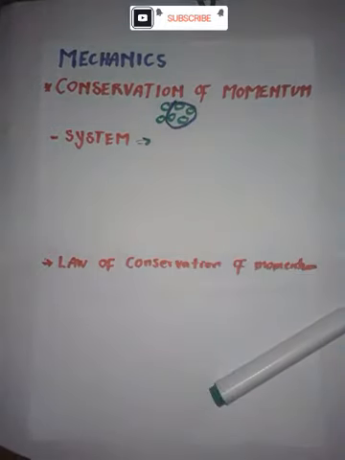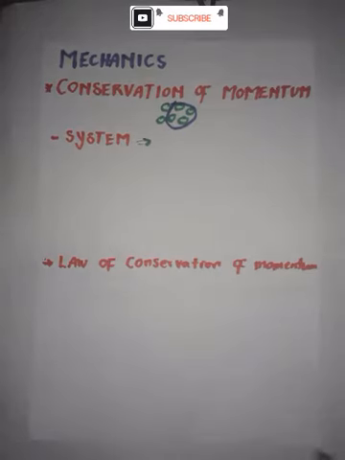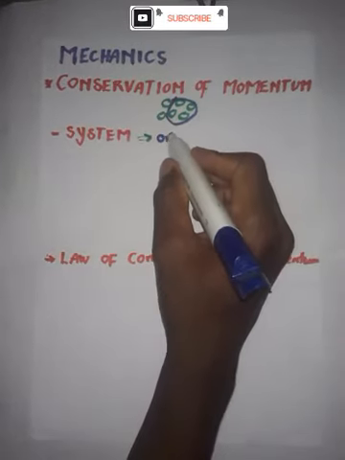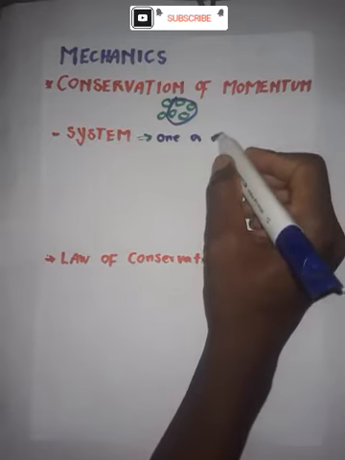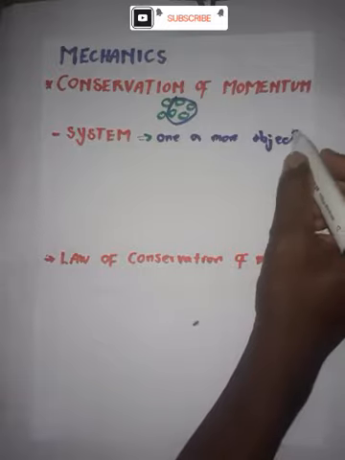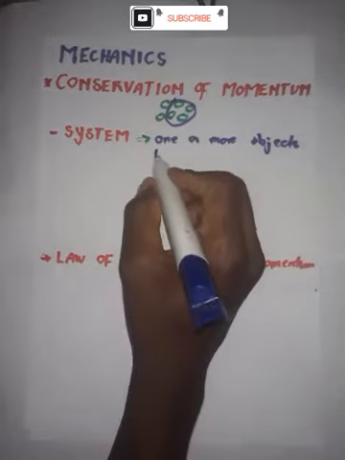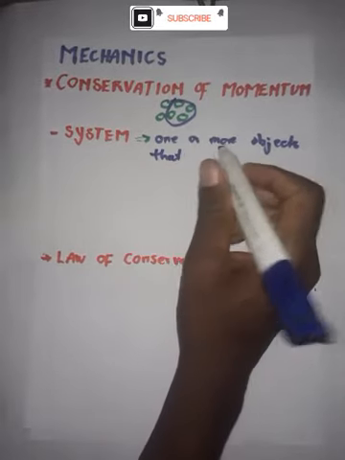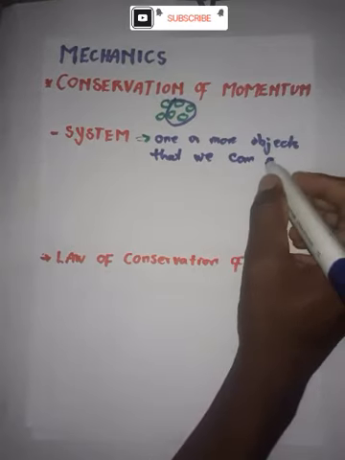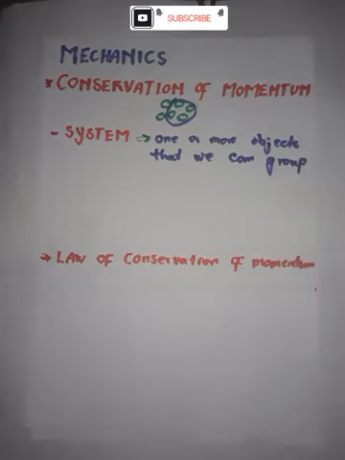Anything surrounding the system is called the environment. So a system can be one or more objects that we can group together. That's a system.